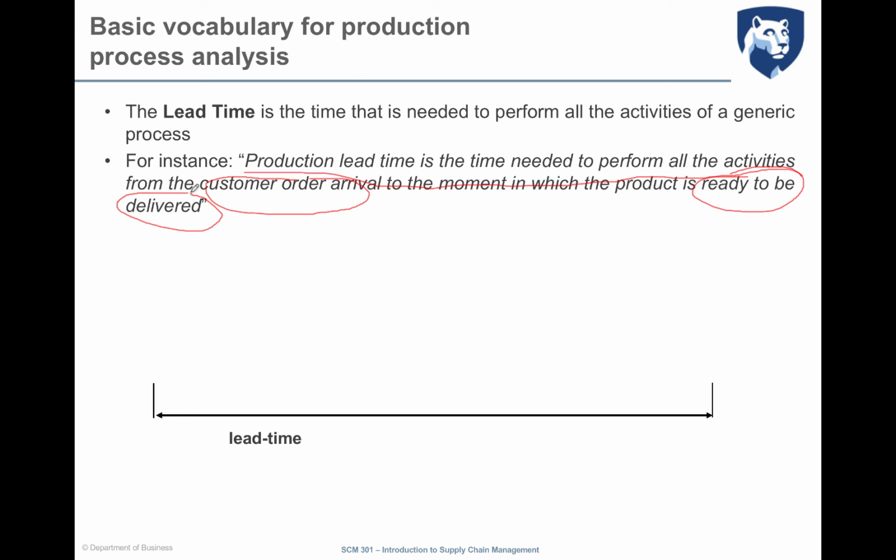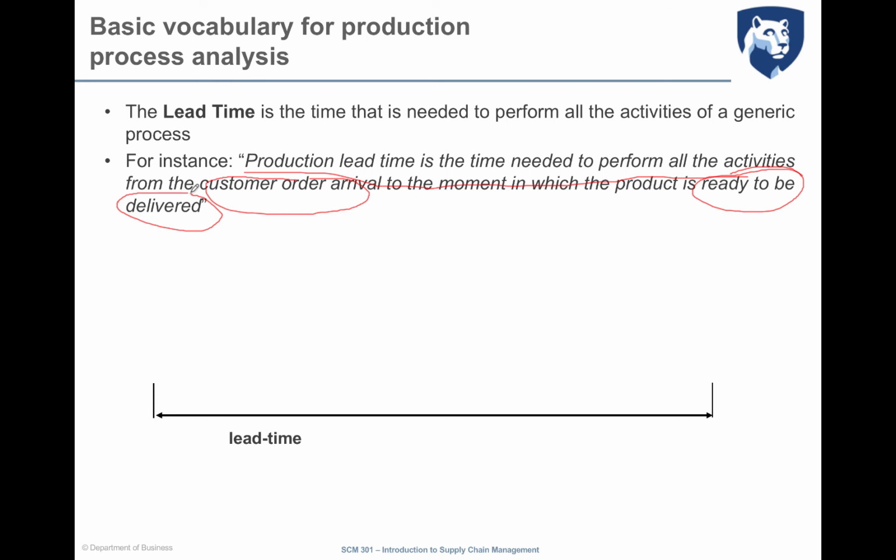Production process lead time is the time that starts when the customer order arrives. So the customer is asking the production process for a product, and the moment in which he will have this product in his hands. Okay, so not in his hands, but the product will be ready to be delivered. So the production process is actually giving something to the distribution system to be distributed to the customer. Why am I saying that?